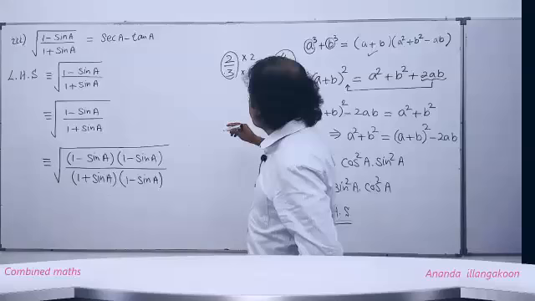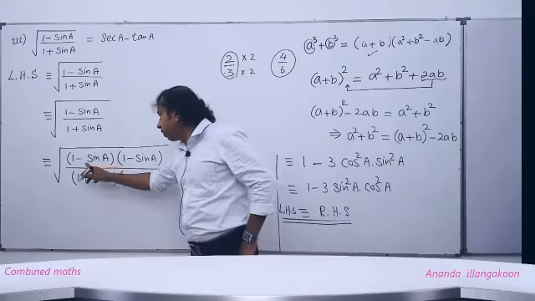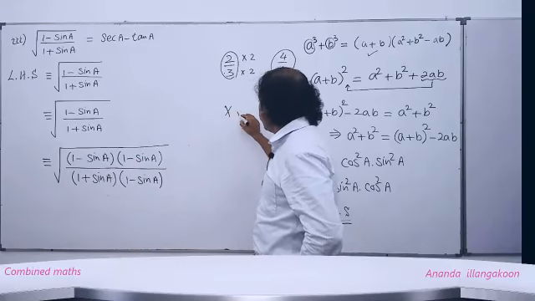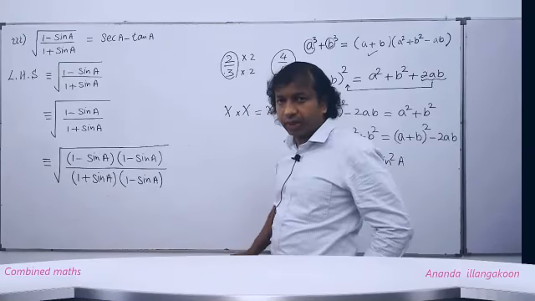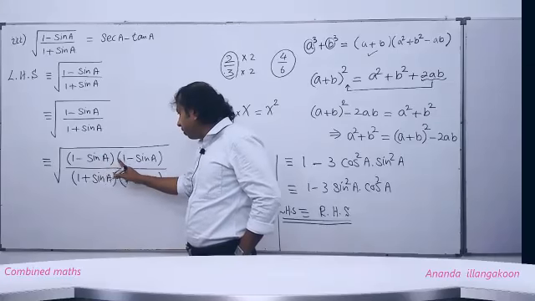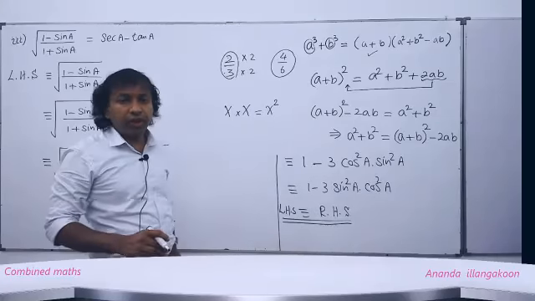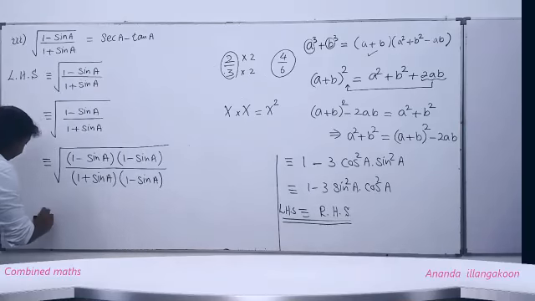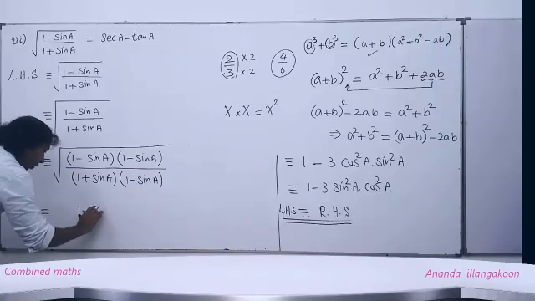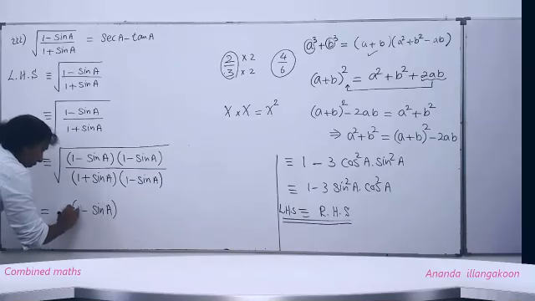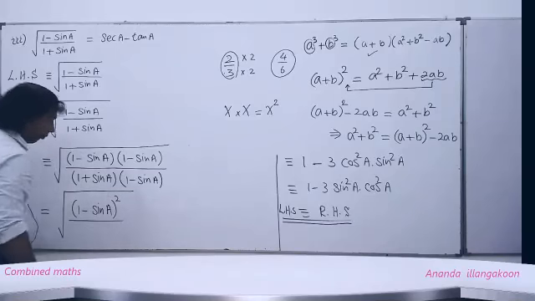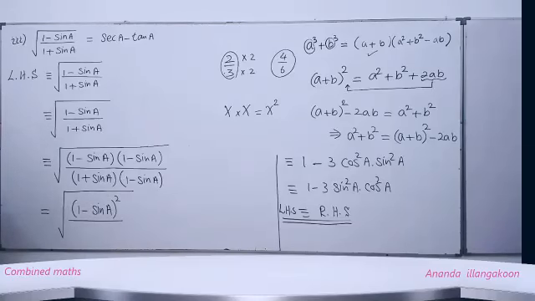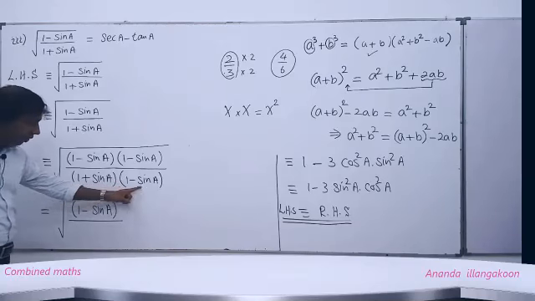If we consider this 1 minus sin A as capital X multiplied by again X, this means X squared. Like that, 1 minus sin A multiplied by 1 minus sin A means, people, 1 minus sin A perfect square, right? Now this is available inside the root sign.